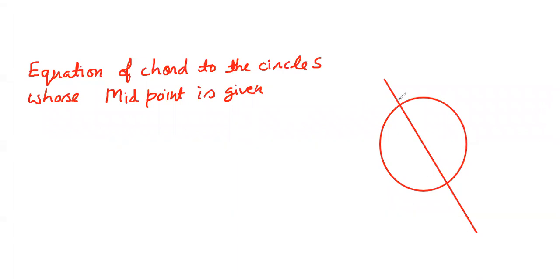And I say this is point A and this is point B. This is a chord. For this chord, the midpoint of this segment between the points A and B, we say that M is the midpoint of the segment, and the coordinate of M is given to you, x1, y1. The midpoint is given, x1, comma, y1.